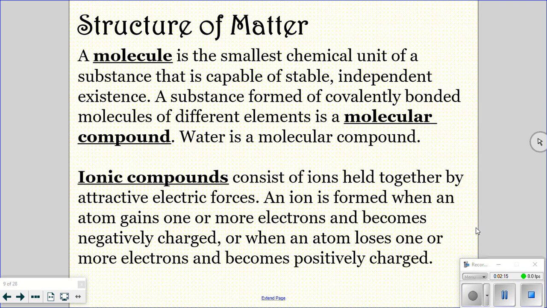Ionic compounds consist of ions that are held together by attractive electric forces. An ion is formed when an atom gains one or more electrons and becomes negatively charged, or when your atom loses one or more electrons and becomes positively charged. So again, hopefully you've talked about this in chemistry before.